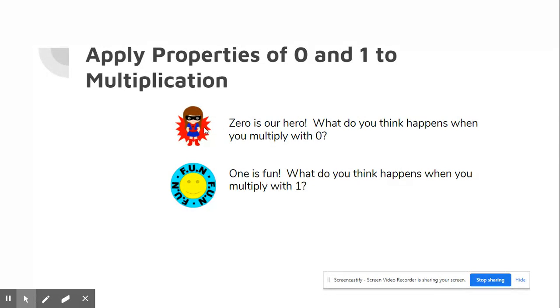So let's check out that little superhero there. I like to say 0 is our hero. What do you think happens when you multiply with 0? Think about that for a second. What do you think happens when you multiply with 0?